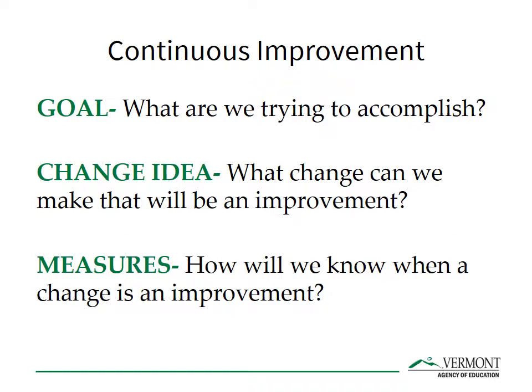The basis of all things continuous improvement comes down to these three questions. 1, what are we trying to accomplish? Which means, what is your goal? What do you want to do? 2, what change can we make that will be an improvement? Which means, what incremental change idea can we put in place to make a difference? And 3, how will we know when a change is an improvement? When we ask this question, we are talking about measures and determining the ways you actually know if something has improved. This is done by measuring the differences from before, during, and after an implemented change idea.